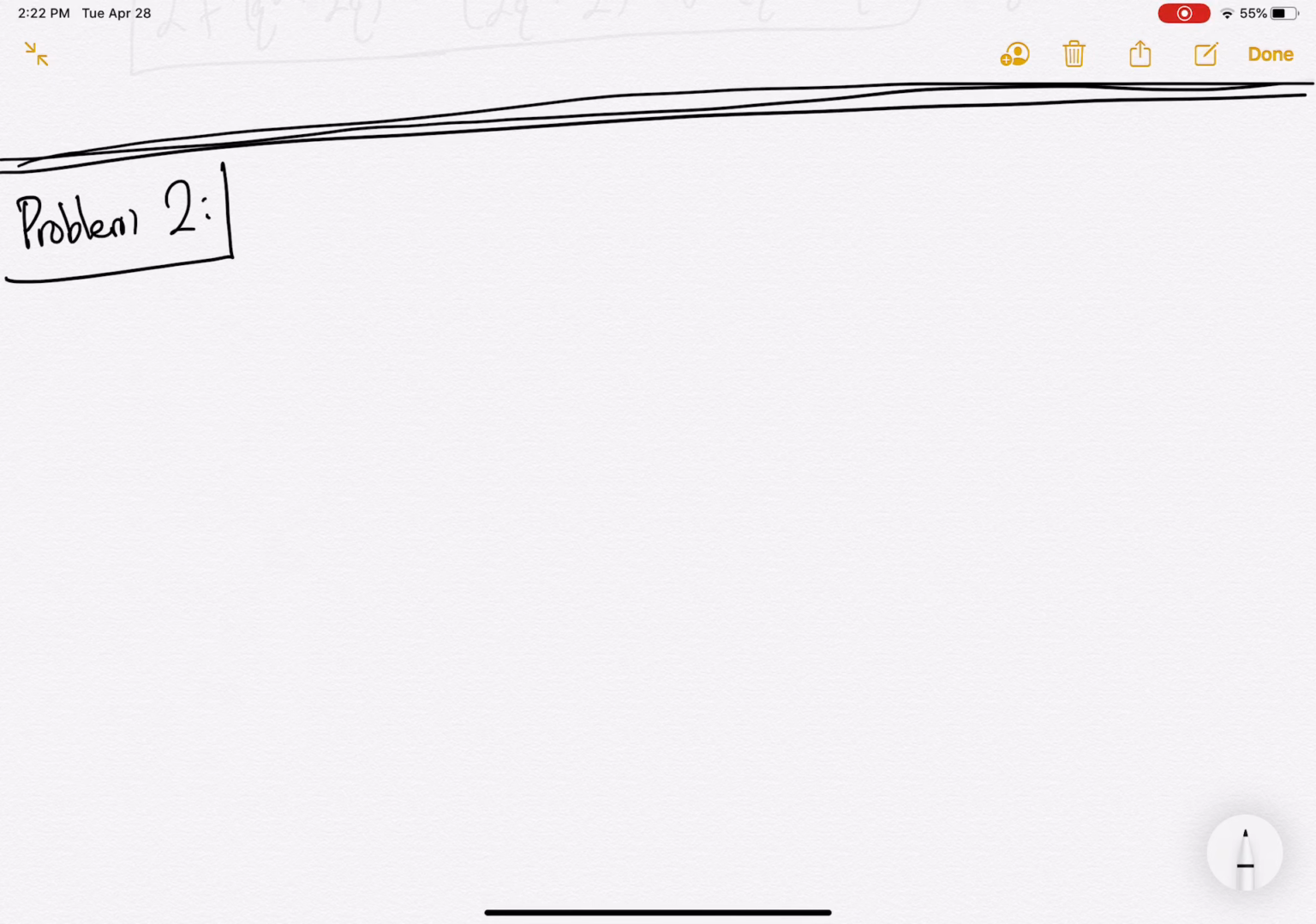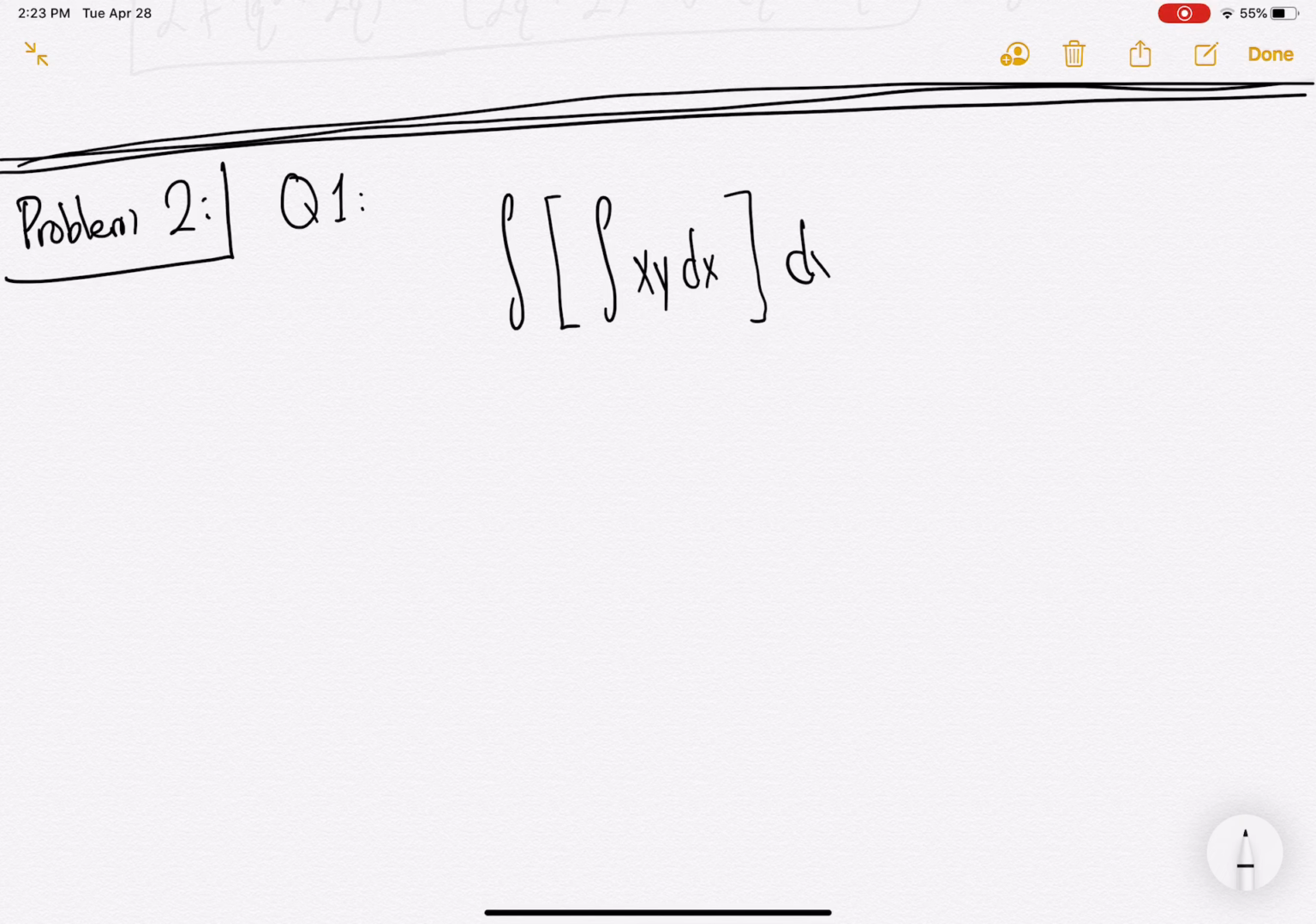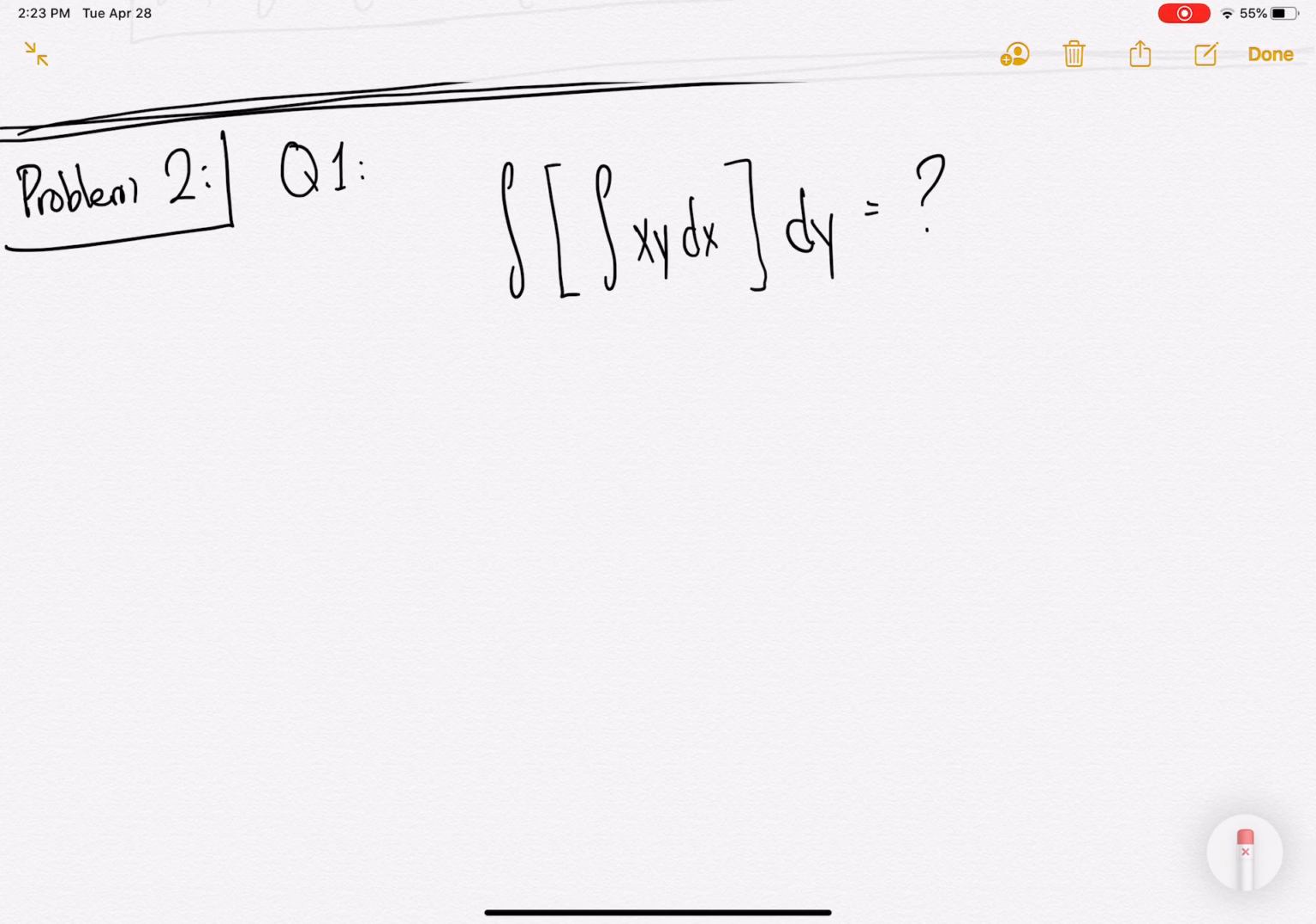Once again, integration rules. And I was a bit tricky on this first one. So Q1, I'm looking at the integral of xy dx dy. So, what's really going on here? Nothing crazy is going on. I'll say that. It looks a little weird, but nothing crazy is actually going on.